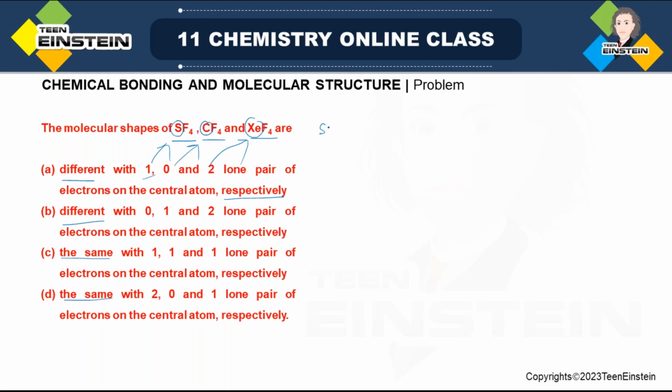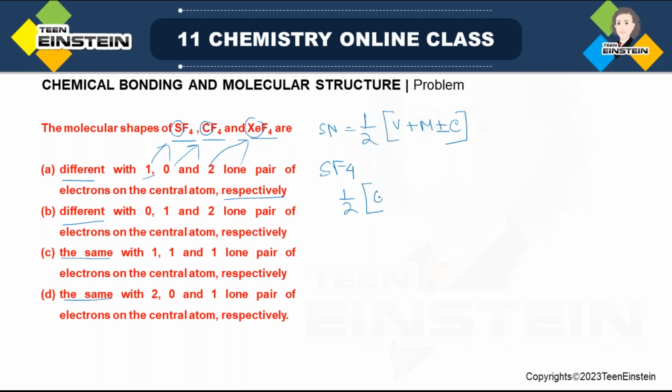So again, we will take the help of the formula, which is... okay. So for SF4, it will be half the valence electrons for sulfur.